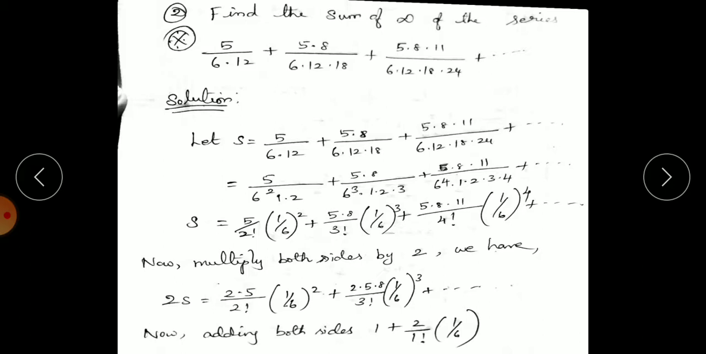Now 5 and then 6 can be written as 6 into, and 12 can be written as 6 twos are 12. So 2 sixes will come. So 6 squared into 1 into 2. Likewise here 12 can be written as 2 into 6 and 18 can be written as 3 into 6. So 3 sixes will come, so 6 cubed. Then the remaining value is 1 into 2 into 3. Likewise here. Now as usual you can write this as 5 by 2 factorial into 1 by 6 whole square plus 5.8 by 3 factorial into 1 by 6 whole cube and so on.